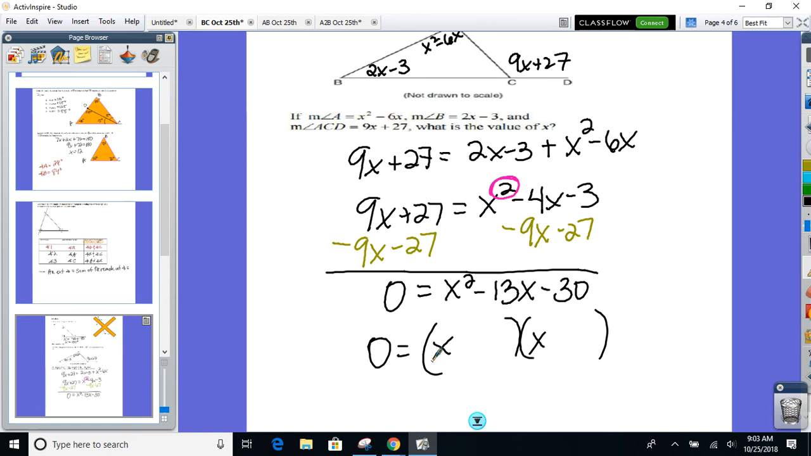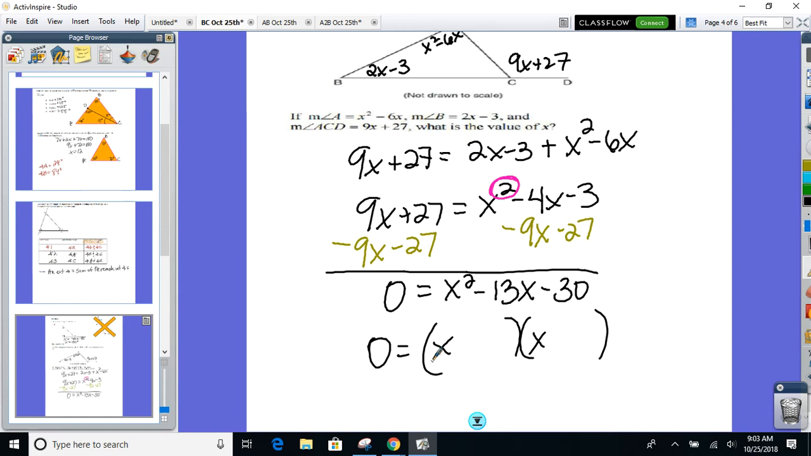Two numbers that do what? Add to negative 13, but at the same time, multiply to negative 30. I always start with the multiplying. Numbers that multiply to 30 that can possibly give me 13. So I go down the list. 5 and 6 pop into my head right away. That's not going to give me 13. No chance. So I start thinking 10 and 3.